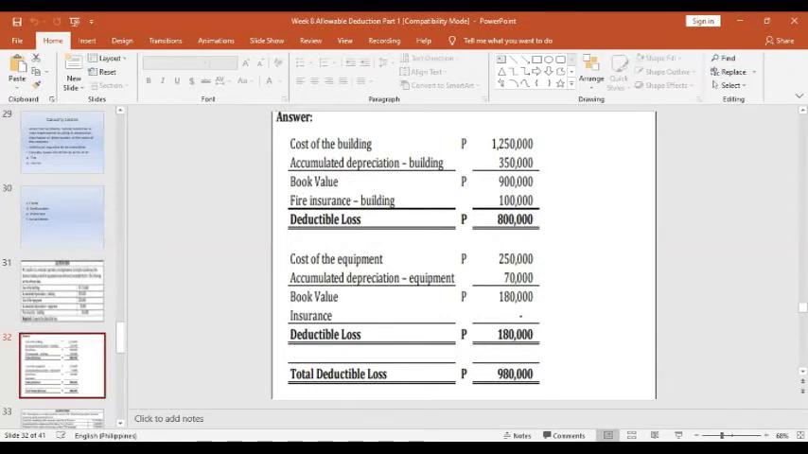Next is the deductible loss on the equipment. The cost of equipment is 250,000, less accumulated depreciation on equipment of 70,000, so the book value is 180,000. Since there is no insurance on the equipment, insurance is not an allowable deduction. So the deductible loss for the equipment is 180,000. Then we combine the deductible loss of the building and equipment, for a total of 980,000. That is the allowable deduction on the casualty losses. Okay.